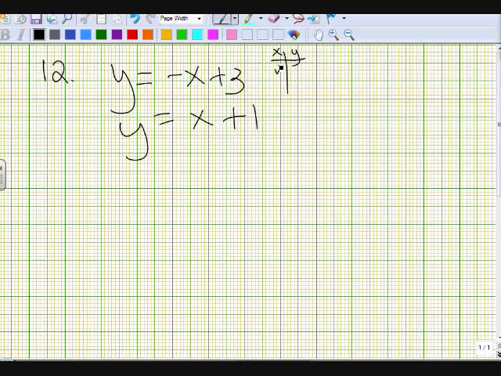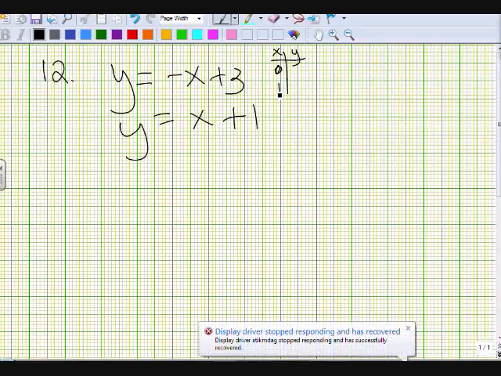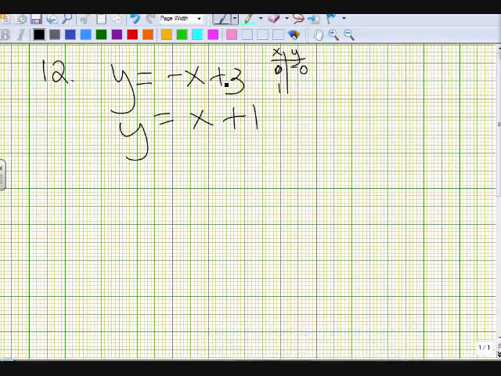If I'm graphing lines with an xy table, make your x 0 and your x 1. First substitute 0, negative 0 plus 3. Oh, well, what's 0 plus 3? 3. So the first point I'm going to graph is going to be over 0 and up 3. 1, 2, 3.